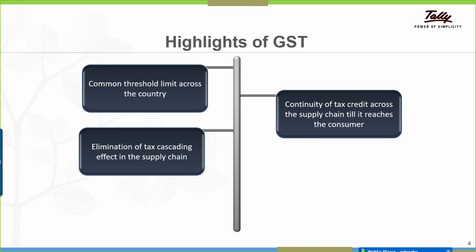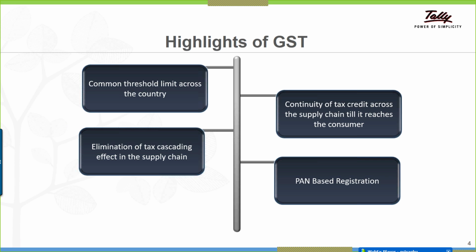The third reason is eliminating the tax cascading effect in the supply chain. We already discussed this. There is no tax on tax, only GST. And it's a PAN-based registration. Each and every trader has to get registered, based on the company PAN number. We'll discuss this in a later slide.